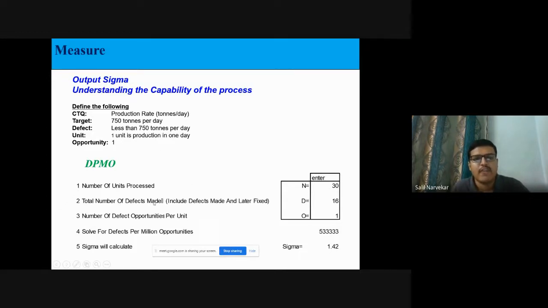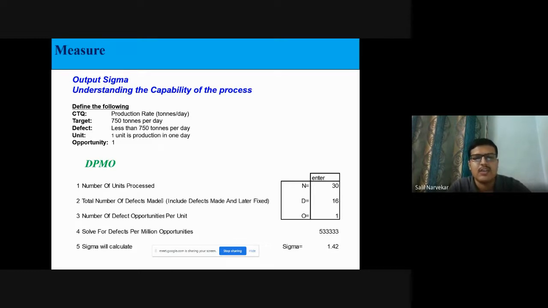The total number of defects made is written as 16. This was because in the data which was assumed earlier, there are 16 days where the production is below 750. So the number of defects is 16. The number of defect opportunities per unit is 1 because the only possibility of a defect here is production not reaching 750 tons per day. That's the only possibility for a defect. So O is 1.